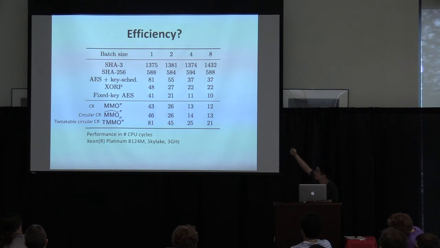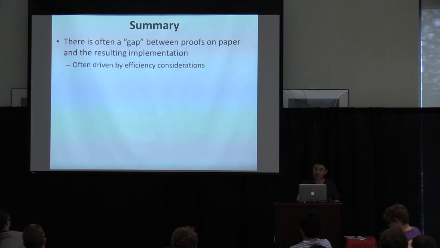So what about the efficiency? The top part of the table is the same as what I showed before. The new constructions are at the bottom. CR refers to correlation robust hash function. For them, we need 2 more cycles compared to the fixed-key AES. For the circular correlation robust, the key can also be XORed with the hash function, and then we just need 1 more cycle compared to the correlation robust. For the tweakable circular correlation robust, we need a little bit more, but this is understandable because we have 2 calls to π.